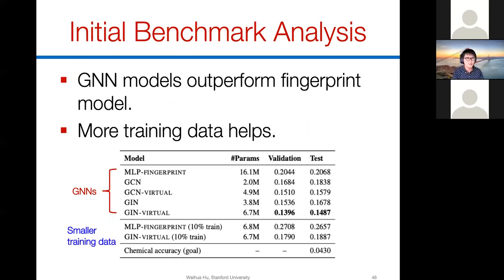There are several observations. The first is that GNN models significantly outperform the fingerprint model. Here is the mean absolute error, the lower the better, and you can see these numbers are much lower than the validation performance. If we only train the model on 10% of the training data, we observe the performance drop is very huge, which justifies training the model on this large data. However, this number is far from what we desire, which is the chemical accuracy, the number that chemists will be happy about. There's a huge performance gap, so there's still a lot to improve on this task in order to make chemists happy.